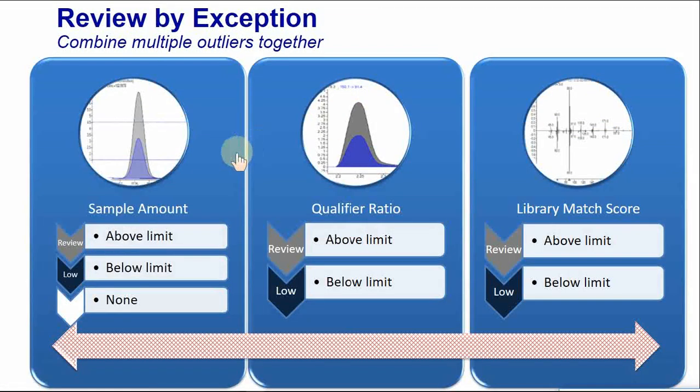Let's take a look at how the outliers are set up. First, library match score. You'll notice that if the library match score is below the limit, it's marked low. In a similar manner, the qualifier ratio, if it's below the limit, is marked low. The sample amount, if it's below the limit, it's marked low, and if it's above the limit, it is not marked. So the end result here is, for the cases I'm interested in, the positive results where all three of these criteria are met, they will all end up not marked as low, and I can filter them, and I'll show you that in a moment.